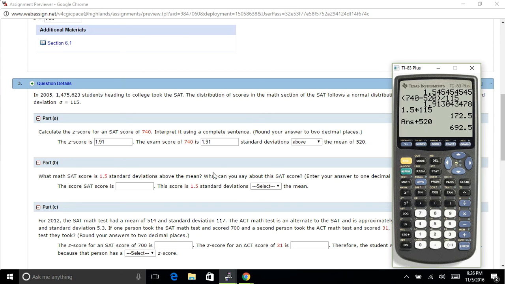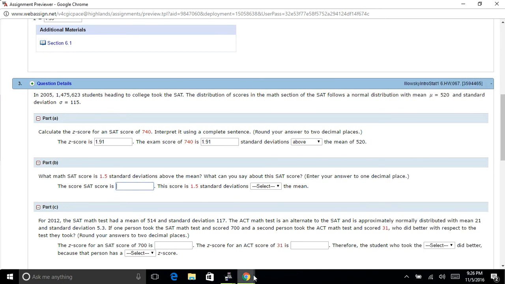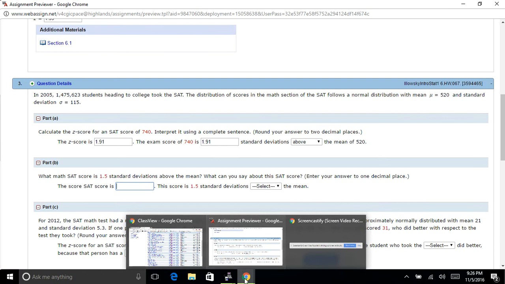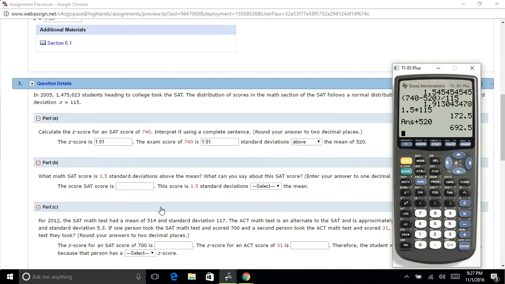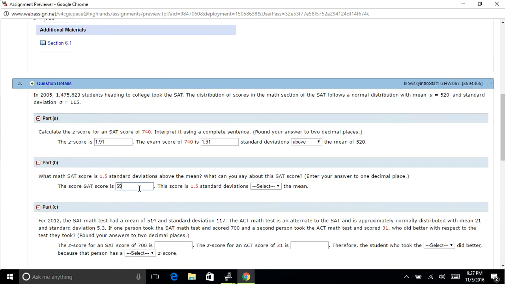And what I get is 692, okay? So this, what does it want? It wants it in one decimal place. So this is 692.5, okay? And because it's a positive z-score, it's above the mean, okay?